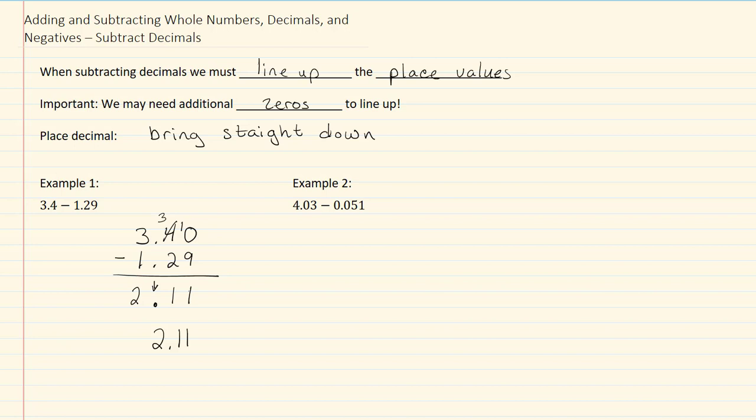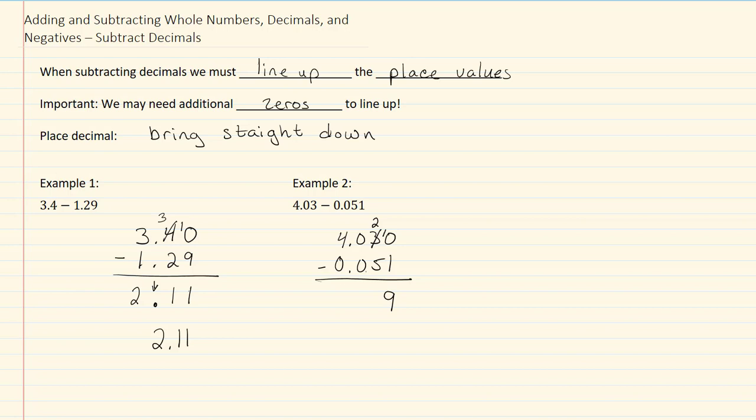In example 2, we have 4.03 minus 0.051. Notice that my place values are all lined up, and I need to add a 0 in so that I have a value above my 1. 0 is smaller than 1, so I'm going to borrow from my neighbor, and that will leave me with 2. That now gives me 10 minus my 1, which would be 9.